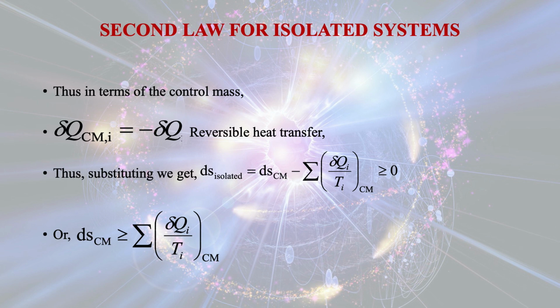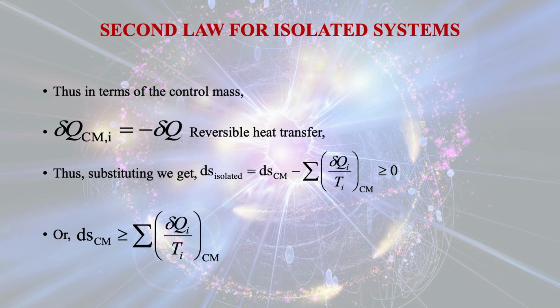Now you see why we are suddenly writing an expression of summation of del Qi by Ti Cm, that is control mass, because the heat is going into the reservoir. If we take that as positive, the reverse will be negative, and that is negative heat for the control mass. This is just like rearranging these expressions in terms of the control mass, because we are interested in the change in entropy for the control mass.